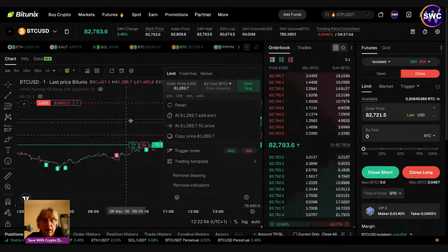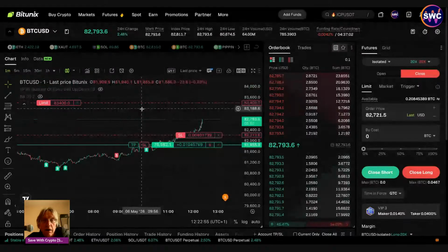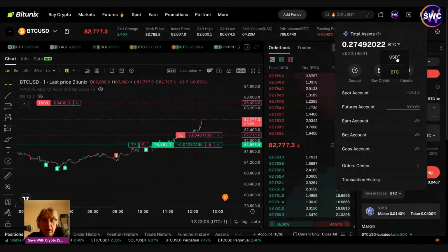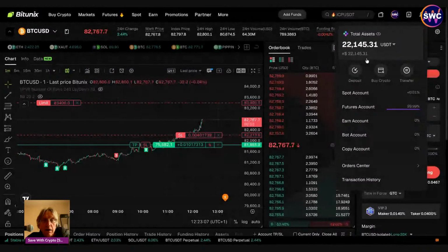Yeah, so this account isn't quite as juicy as it was yesterday, because at one point it was up to like 24 grand, and down to about 22 today. So yeah, I didn't lose any. I just didn't take as much profit as I could have done yesterday. So lesson to be learnt there.